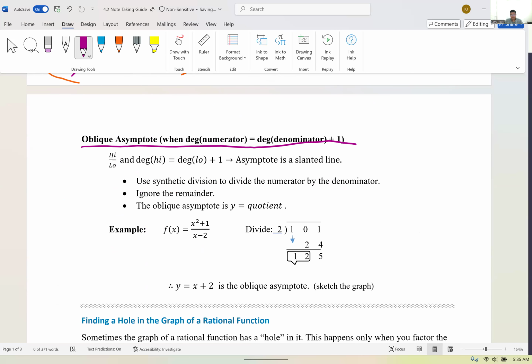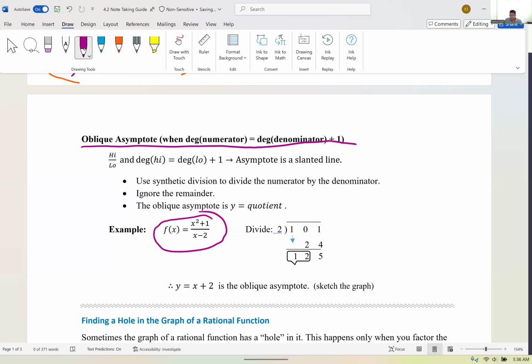the numerator is just 1 degree more than the denominator. Okay. Then when you divide, you'll get some linear quotient. And that linear quotient means a straight line becomes an asymptote in the long term. Okay. How? Let us look at this example here.